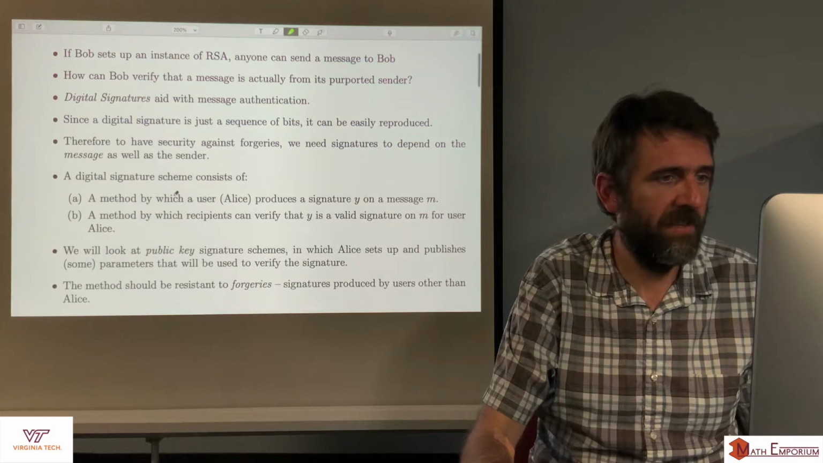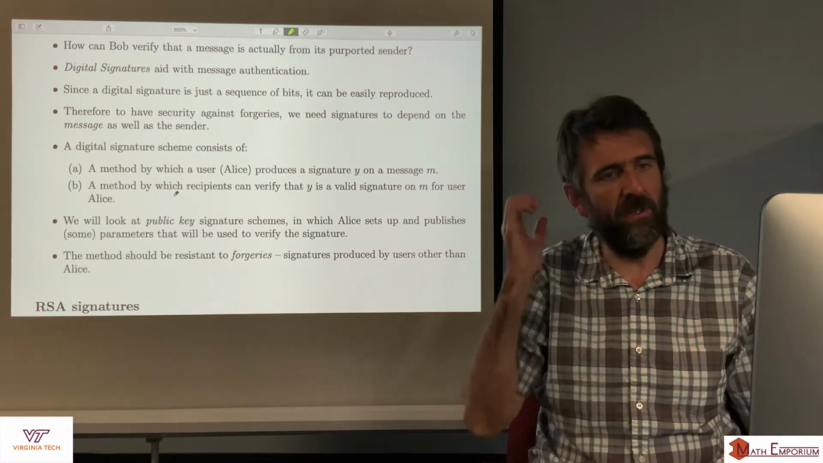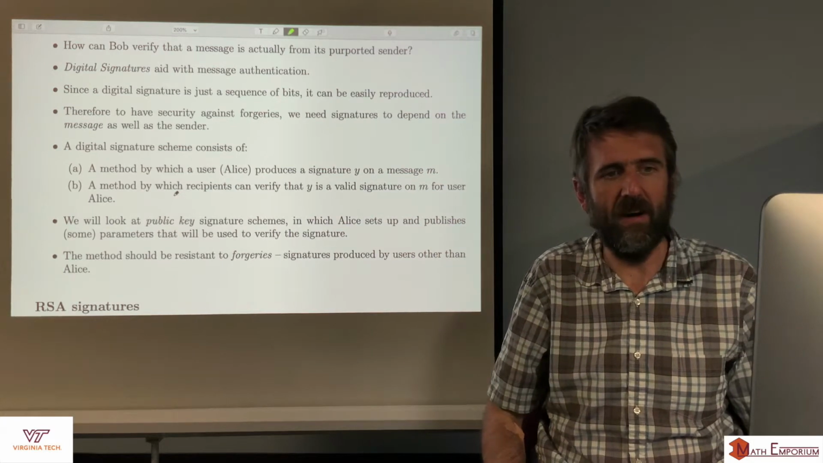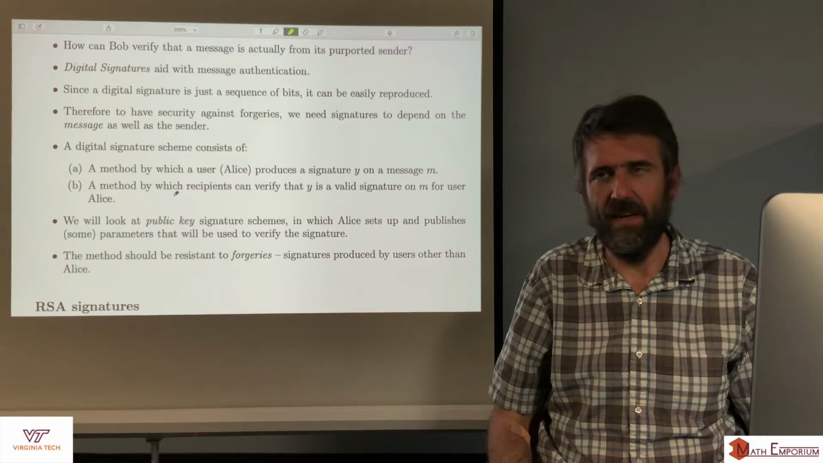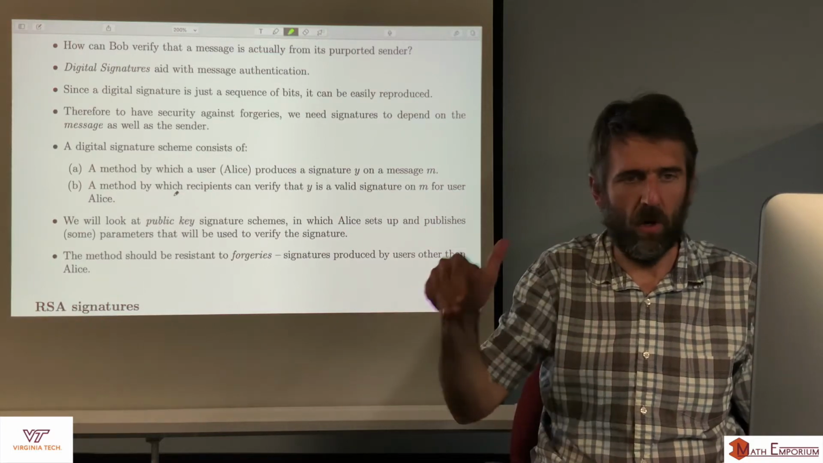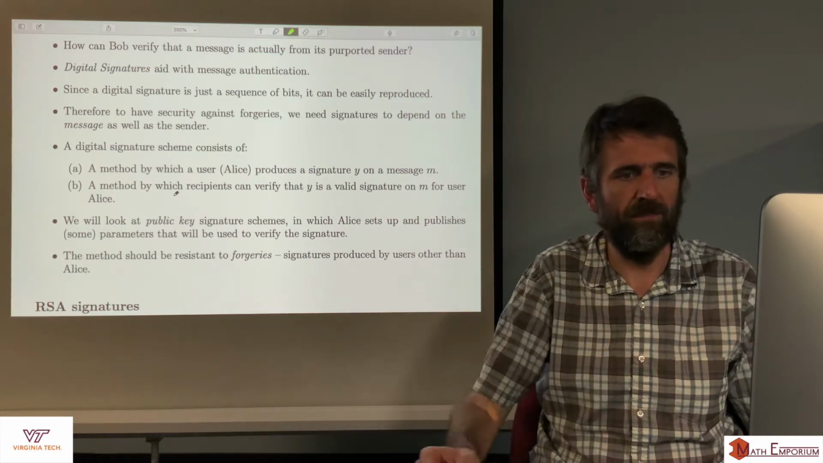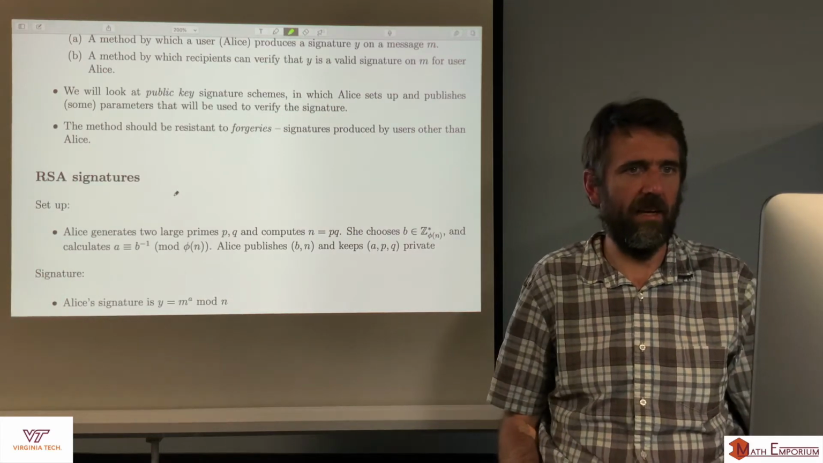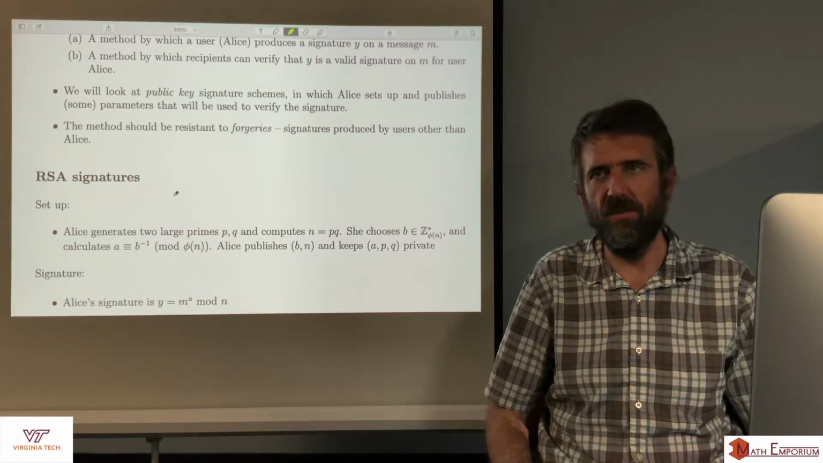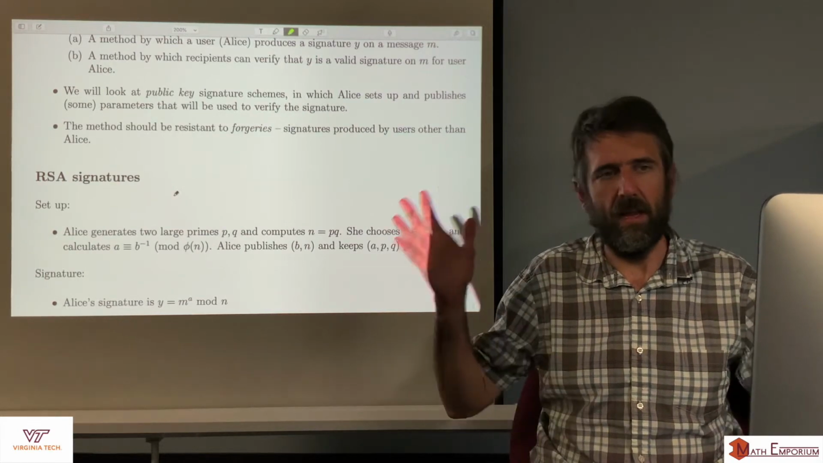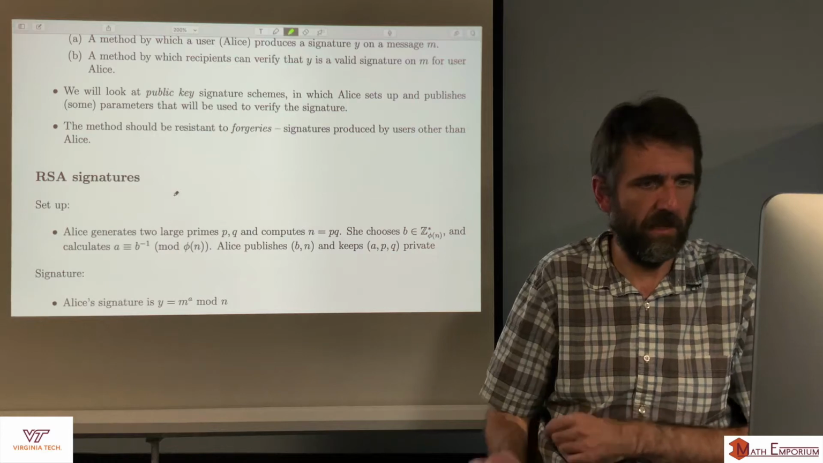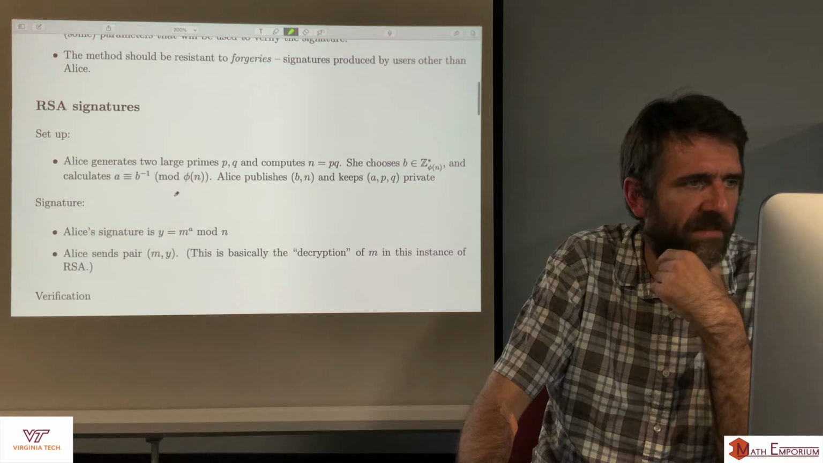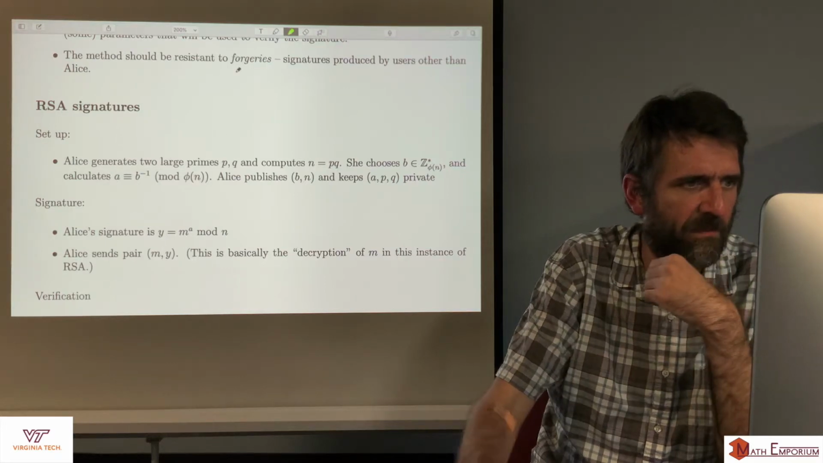All right, so a digital signature scheme then consists of, A, a method by which a user is going to produce a signature Y on a message M, and a method by which recipients can verify that Y is a valid signature on message M for user Alice. Okay. All right, we're going to look at public key signature schemes, where Alice sets up and publishes some parameters that anybody can use to verify Alice's signature. All right, so the first signature scheme we're going to look at is RSA signatures. Okay, so we're going to have Alice set up this scheme.